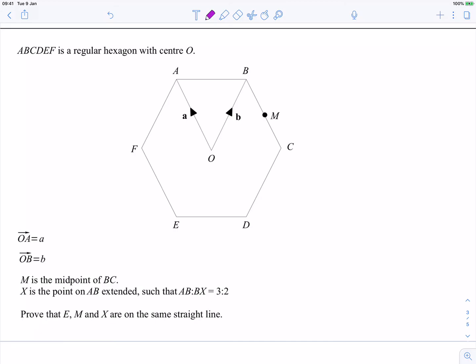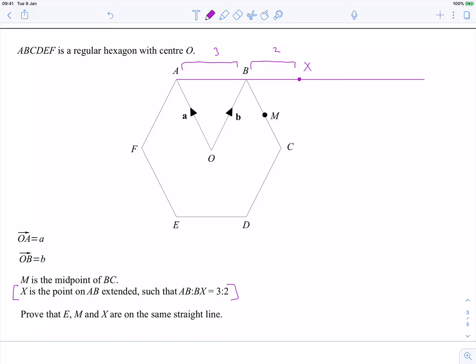Okay, let's digest this bit first. X is the point on AB extended. So let's extend AB. All I'm doing is taking the line AB and making it longer. And AB to BX is 3 to 2. So if this is 3 parts, then I go 2 parts this way and X is somewhere over here.